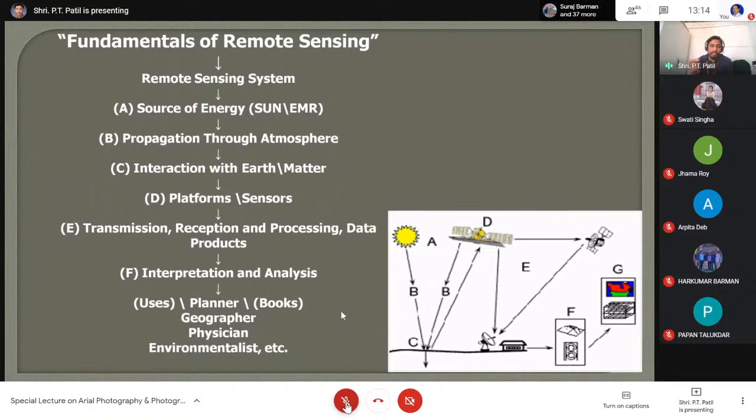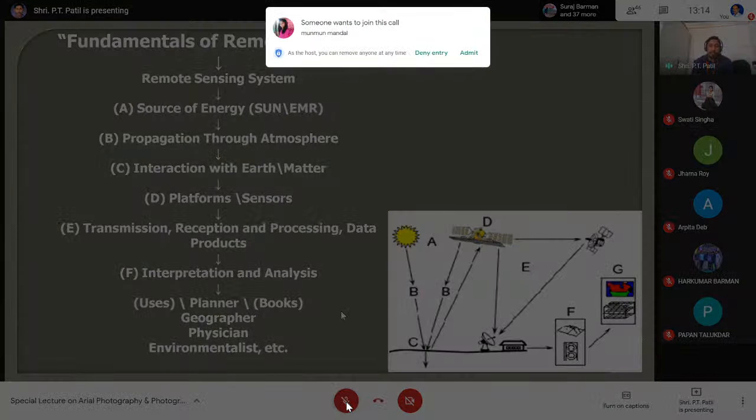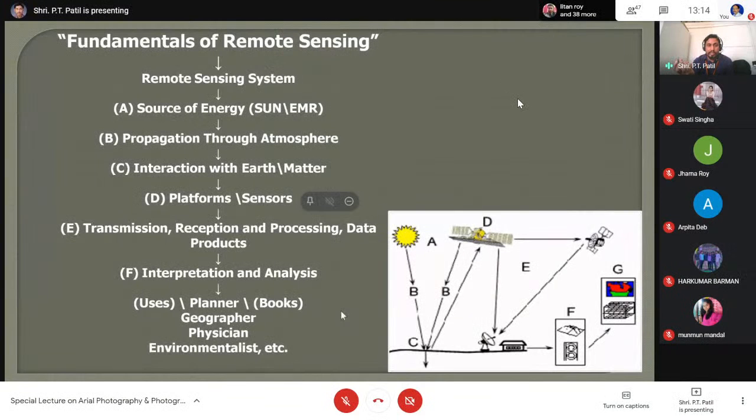So when this electromagnetic radiation passes through the atmosphere, various kinds of processes take place with the atmospheric components: gases, water vapor and dust particles. So some part of the radiation from the sun was absorbed in the atmosphere, some reflected back to space, and some scattered into the atmosphere. And due to that scattering, absorption and reflection, various kinds of atmospheric processes take place, and those processes were captured by the sensor.